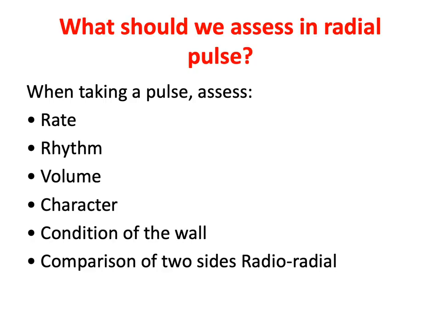So when we assess the radial pulse, we would check the rate, the rhythm, the volume, the character, the state of the arterial wall, the condition of the wall, and we compare both radial arteries on both sides to check for any differences in time and in volume.